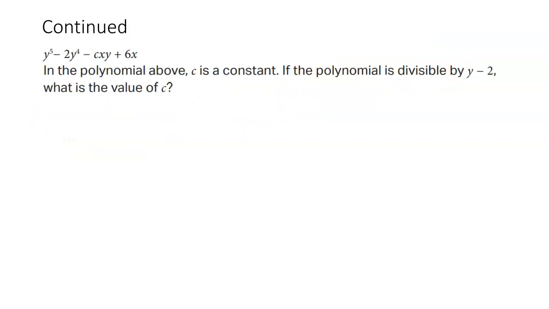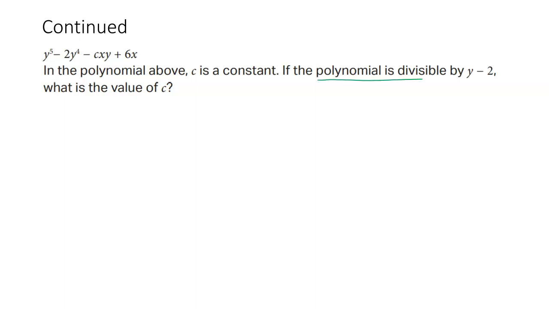All right? More factoring. So we've got a polynomial, y to the 5th minus 2y to the 4th. In the polynomial above, c is a constant. So again, something that we don't know. We've got to figure out what it is. If the polynomial is divisible by y minus 2, then what is the value of c?